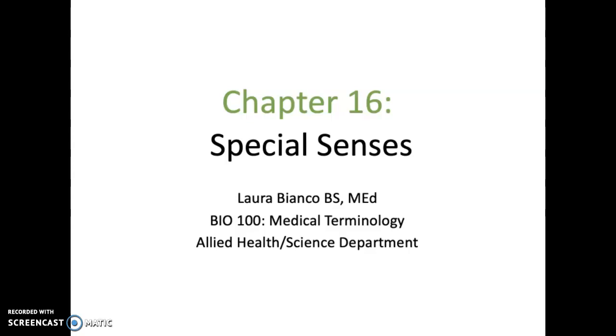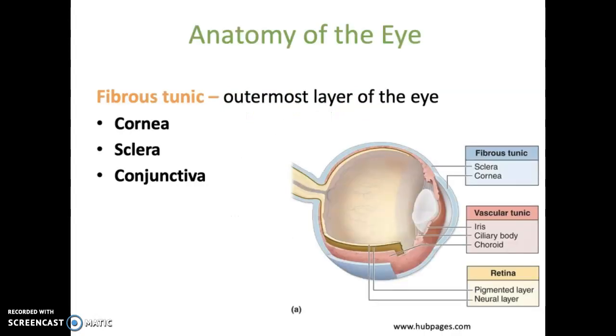Chapter 16 covers the special senses, and mainly we'll be focusing on the eye and the ear. And we'll start with the structures of the eye. The outer portion of the eye has 3 layers, which are referred to as tunics.